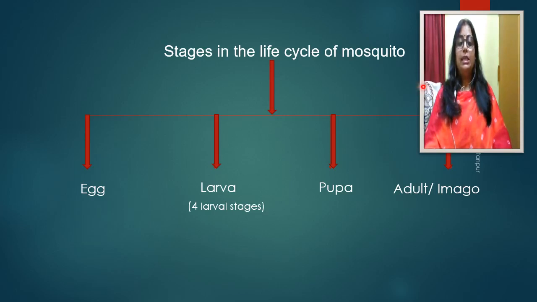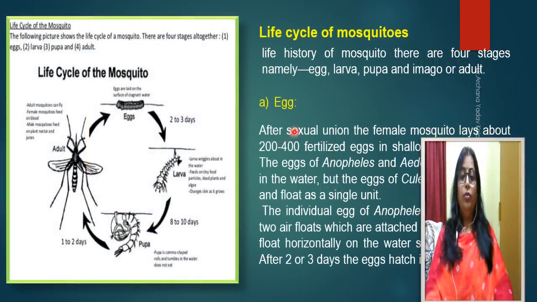Now, here we discuss the life cycle of mosquito. It shows a complete life cycle, or you can say complete metamorphosis or holometabolous. It contains all stages of the life cycle. First is egg, second is larva, third is pupa, and fourth is adult, or you can say imago. Larva contains four stages. Now, in detail we discuss the life cycle, shown in this picture.